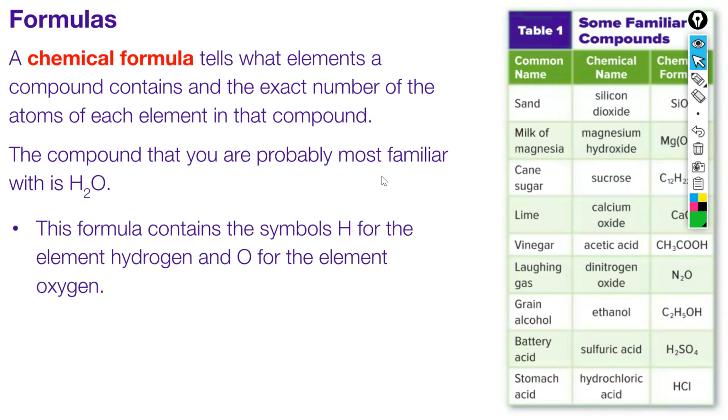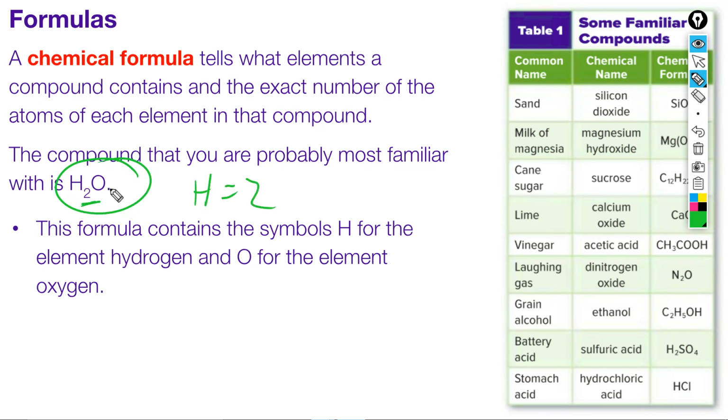A chemical formula tells what elements are in a compound and how many. The compound H2O has 2 hydrogens, H equals 2, and 1 oxygen. If there's no number written after it, it's a 1. O equals 1. So what atoms are in a compound and how many of each, relative and proportional to each other. For every 1 oxygen, there's 2 hydrogens. That's number 3 on your paper.